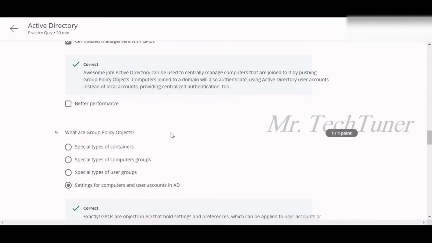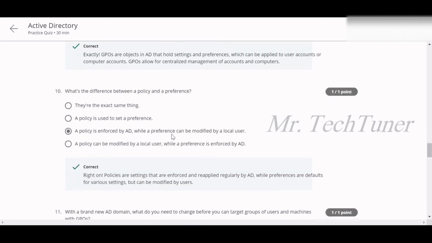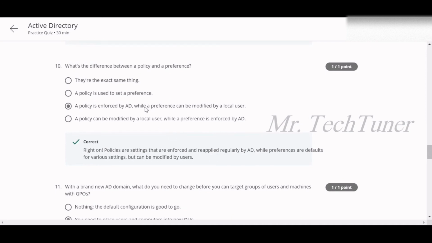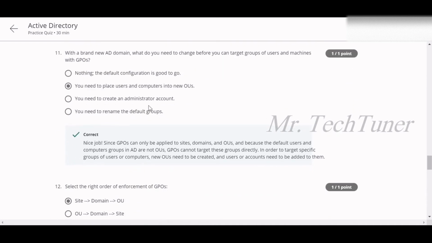Number nine, what are group policy objects? They are settings for computers and user accounts in Active Directory, or AD. Number 10, what is the difference between a policy and a preference? A policy is enforced by AD, while a preference can be modified by the local user. Number 11, with a brand new AD domain, what do you need to change before you can target groups of users and machines with GPOs?